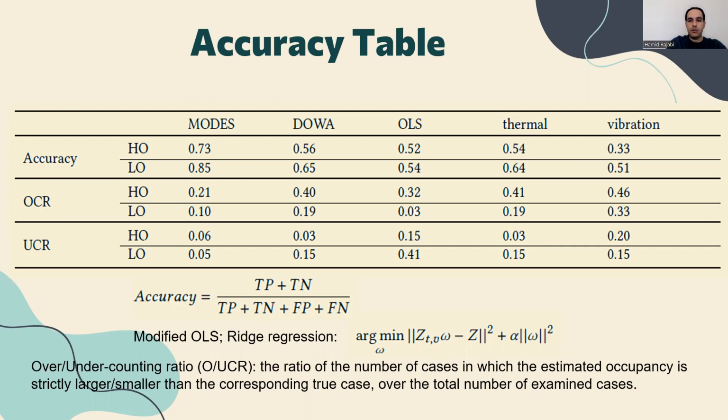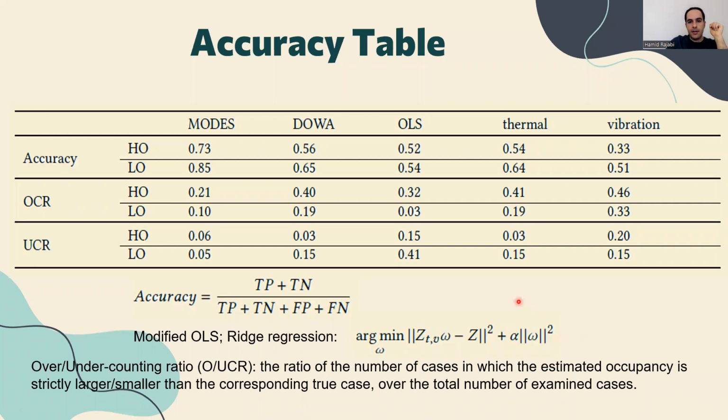The overcounting ratio, or OCR, is defined as the ratio of the number of cases in which the estimated occupancy is strictly larger than the corresponding true case over the total number of examined cases. The UCR has a similar definition, but for strictly smaller cases. The OCR and UCR metrics are useful to determine if there is any bias in the occupancy estimator. They are also useful for the interpretation of the energy and quality of comfort analysis, and we will see that later.